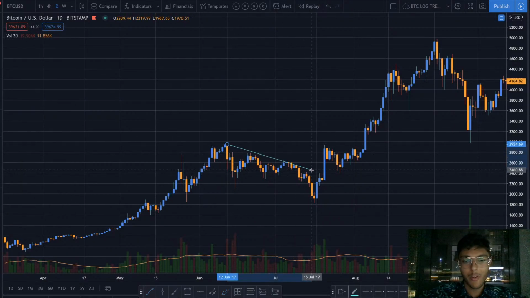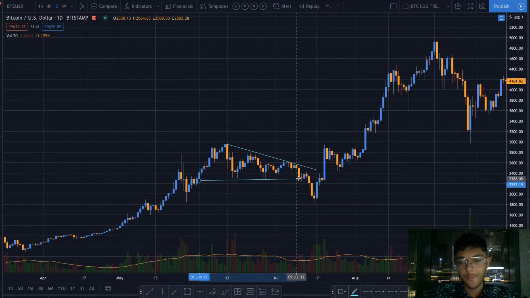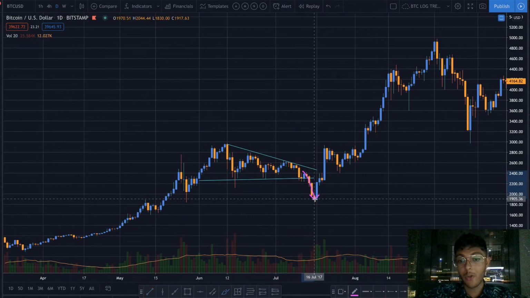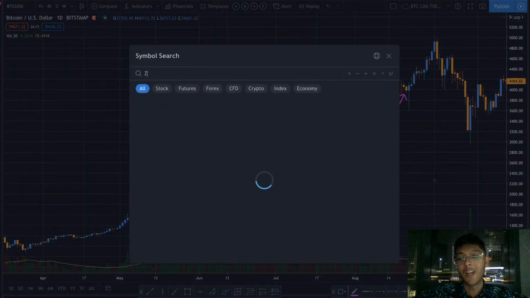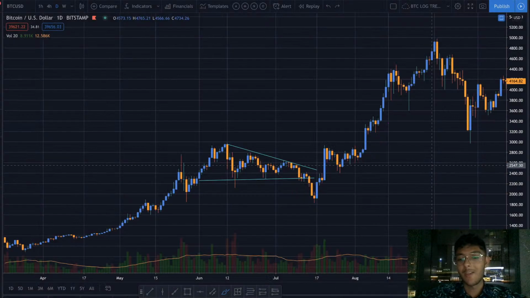But right here, we were in a descending triangle. We broke down from the descending triangle, which indicated that we were probably going to go really, really low. And this is where I panic sold Bitcoin. And then it ended up going up and never returned back down to those levels.